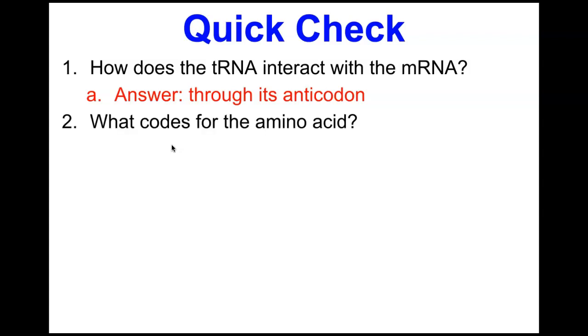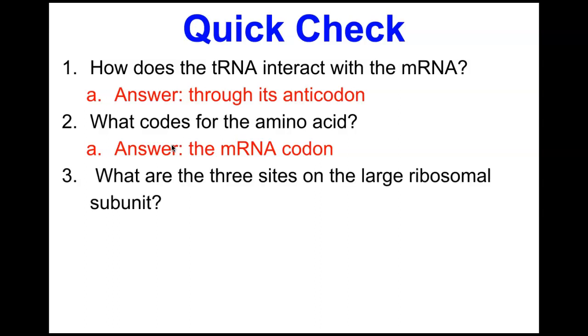Our next question would be, what codes for the amino acid? So if we think about what codes for the amino acid, we're going to have to go with the messenger RNA's codon. That is what you're going to look up in the genetic code. Do not get confused and start looking up the anticodon of the transfer RNA.